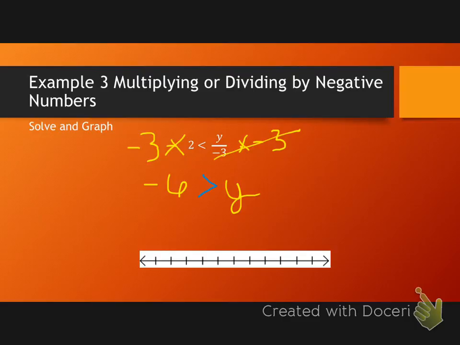Or if, again, we read it from the terms of the variable, we're looking at y as less than negative 6. So again, there's no equal sign underneath, so this is going to be an open circle at negative 6. And it will be going, y is less than negative 6, so it's going this way.